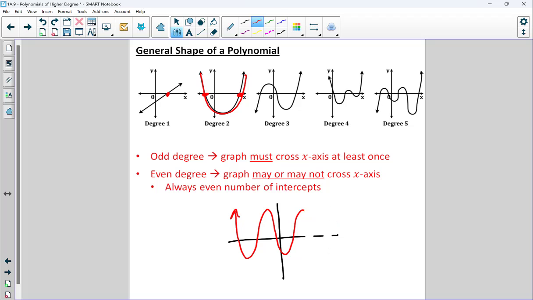Alternatively, I could have a situation like this, which is still a 6-degree graph, but it only has 4 x-intercepts. Or I could do something like this, where it only has 2 x-intercepts. If it's an even degree function, the left and right side will both point up, and I will always have an even number of x-intercepts.